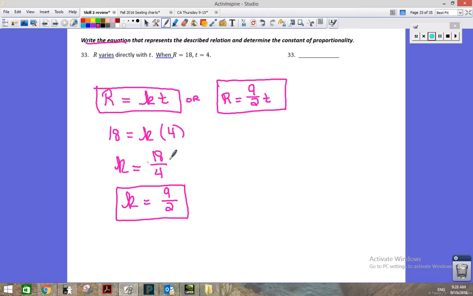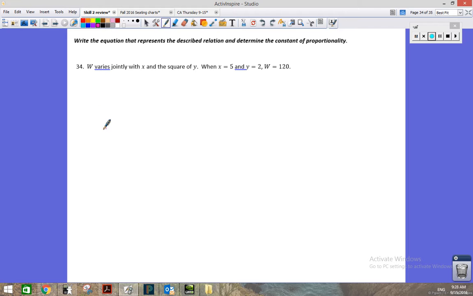Let's move on to the next one because it's going to be a similar type of problem. We'll just do it all in one video. So we have w, and it varies jointly. So I'm thinking that it's multiplication like when it varies directly, but now I'm expecting more than one variable to follow, and I see that it's jointly with x. Now, the square of y: be careful there, as many people interpret the square of y incorrectly by thinking it's a square root or something silly like that. The square of y means y raised to the second power, that y is being squared.